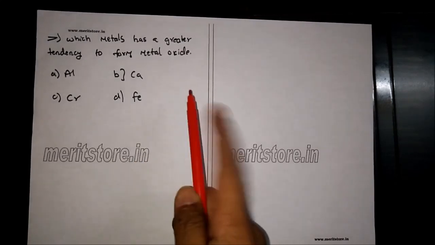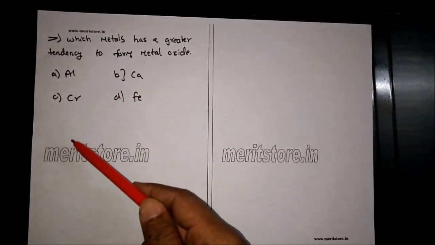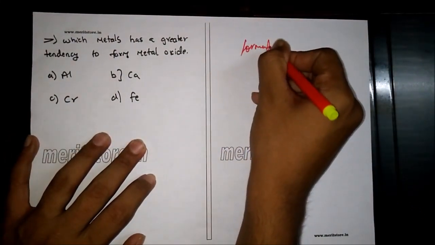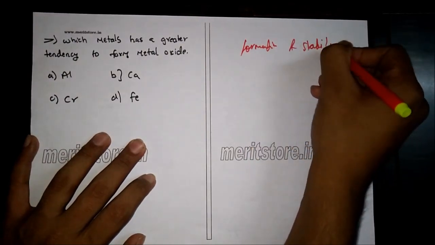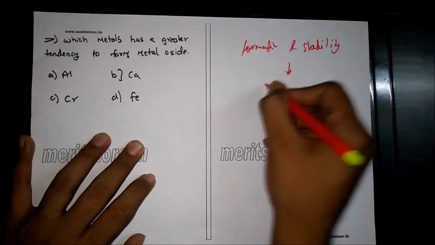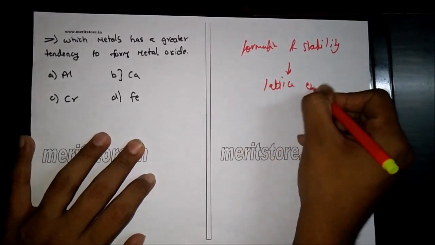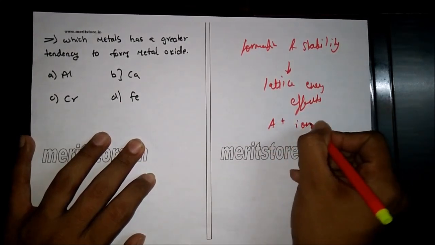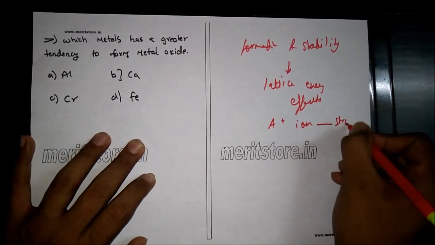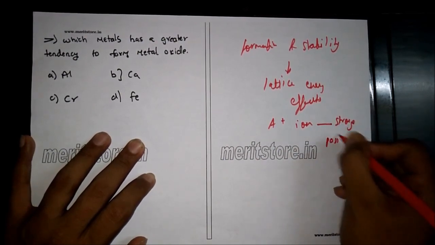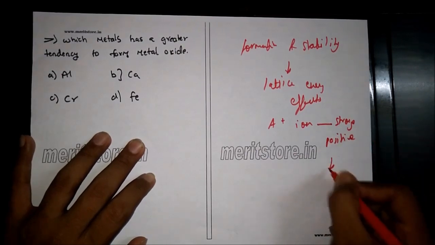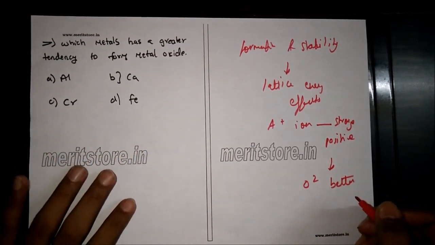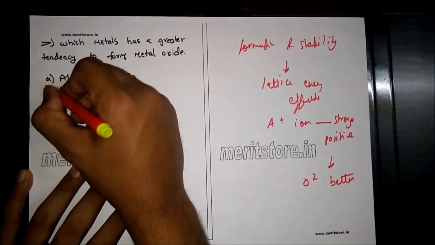Which metal has a greater tendency to form metal oxide, either A, aluminium, B, calcium, C, chromium, or D, iron? Now, the formation and stability of metal oxides can be explained on the basis of lattice energy effects. Now, Al3+, being a small ion, has a strong positive field around it and can stabilize O2- in a better way. Therefore, aluminium has a greater tendency to form metal oxides, which is option A.